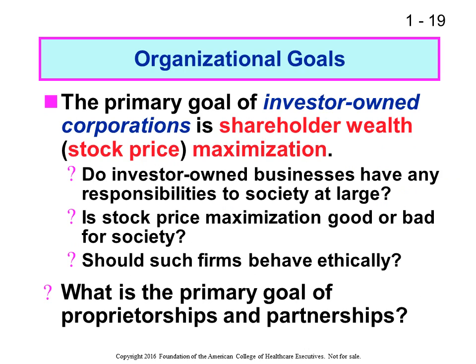Slide number 19, organizational goals. So the primary goal of an investor-owned corporation is maximization. I'm investing into this company, I'm investing into this business, and I'm looking for ways to maximize my profits. I'm looking for ways to maximize my wealth. I'm looking for ways to increase my resources.